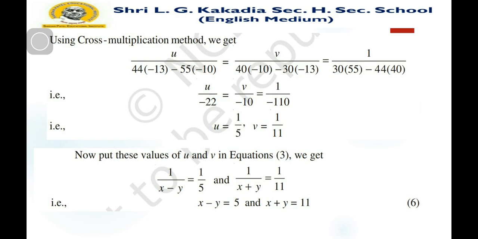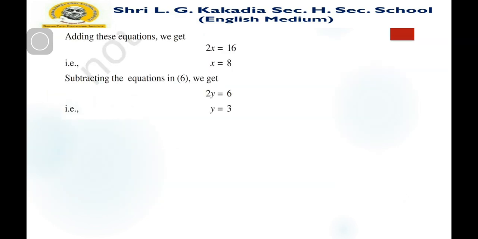Then we find two equations, x minus y is equal to 5 and x plus y is equal to 11. Now we have to solve them. So adding these equations, we get 2x is equal to 16 and x is equal to 8. Subtracting the equations in equation 6, we get 2y is equal to 6, y is equal to 3.